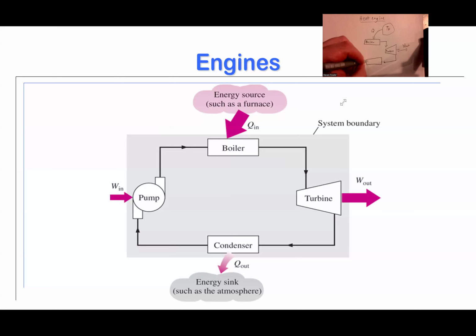And I'm going to run that out of the turbine into another heat exchanger we call a condenser. The job of the condenser is to remove the remaining heat, and it's going to reject that to some low temperature sink, T sub L. So a body of water, the atmosphere, something that is at a lower temperature that can take it.